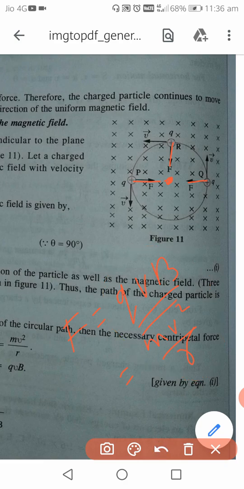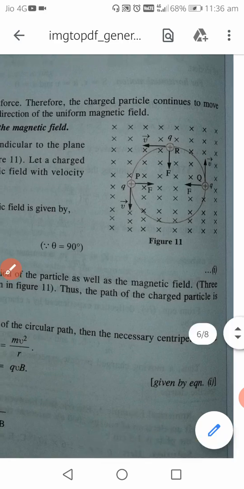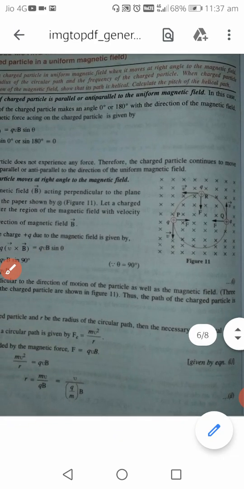So remember that very important part: if the particle enters a magnetic field like this, this is the direction of velocity, the magnetic field is into the plane of the paper, and the angle is 90 degrees between v and B, the particle will follow a circular path. Okay, now we will derive some equations.